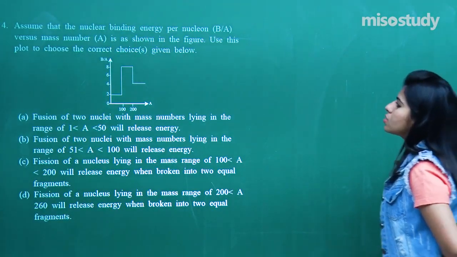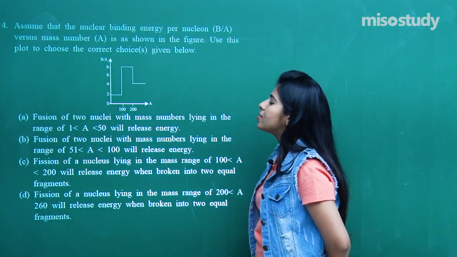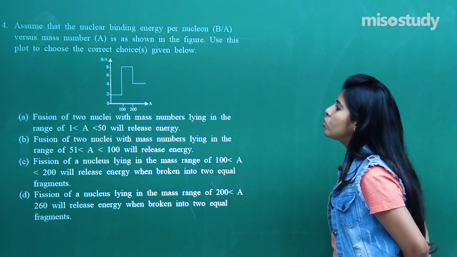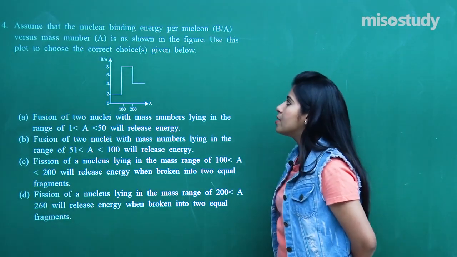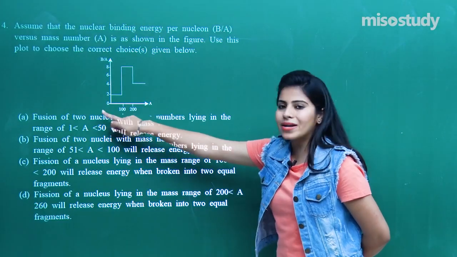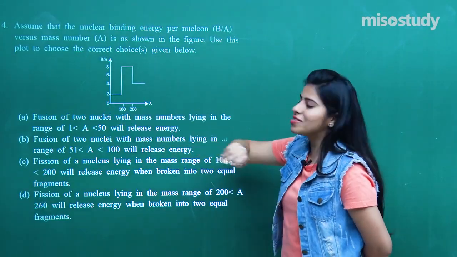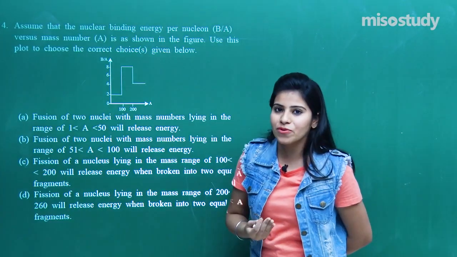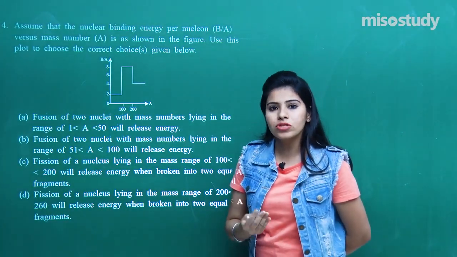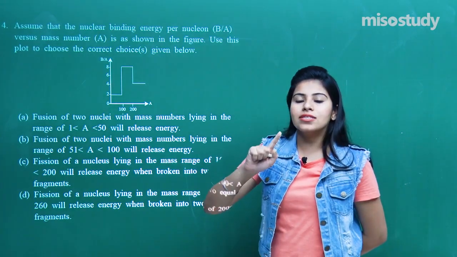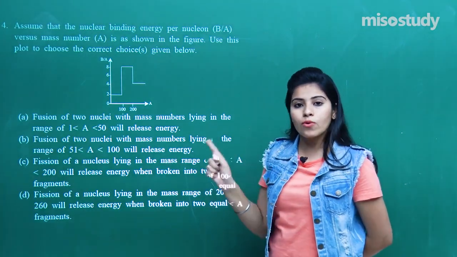I can see question number 4 before me. It says to assume that the nuclear binding energy per nucleon versus the mass number is shown in the figure. Yes, I can definitely see that. This is the binding energy per nucleon and this is the mass number. Now we have 4 options before us and we have to choose any one. Let me just tell you, this is the question from question number 4.